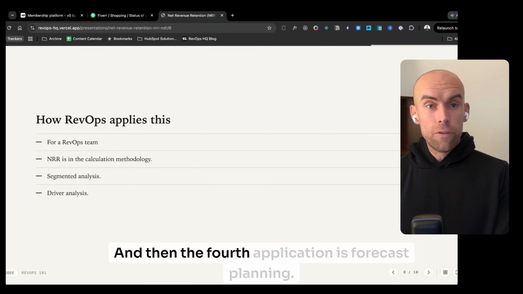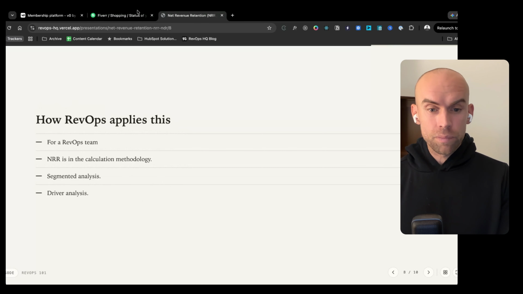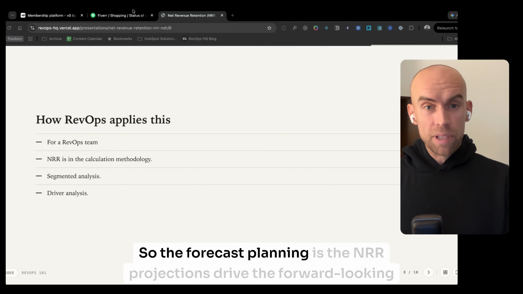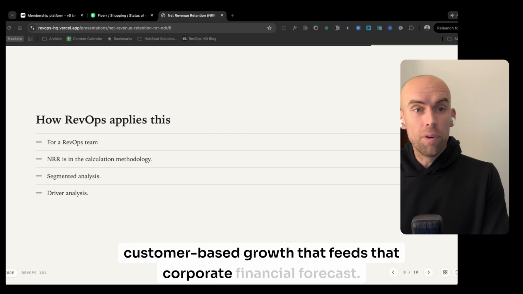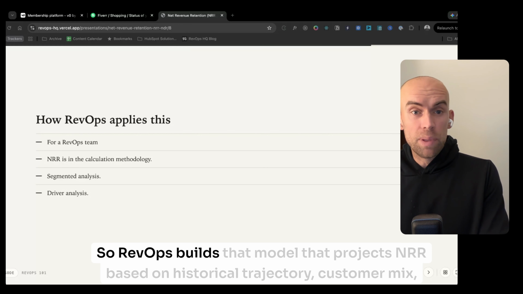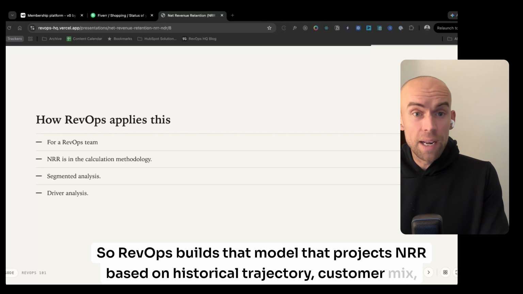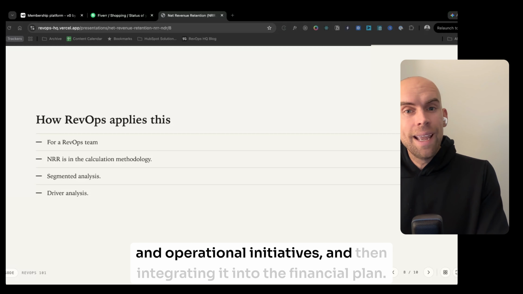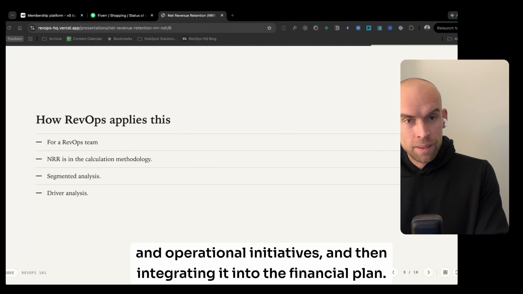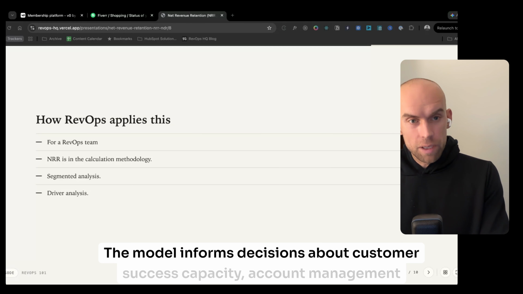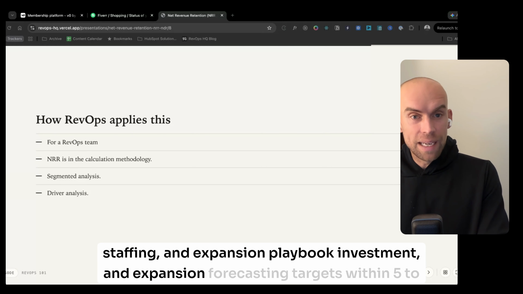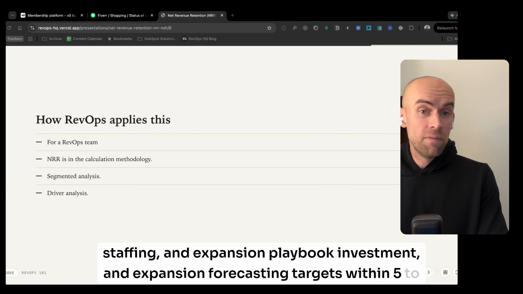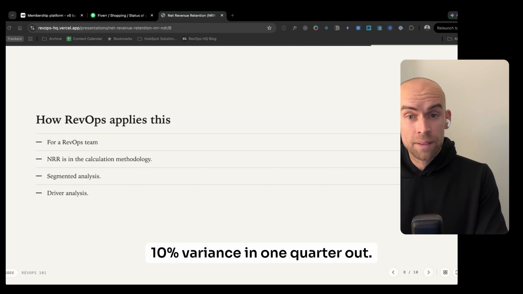And then the fourth application is forecast planning. NRR projections drive the forward-looking customer base growth that feeds the corporate financial forecast. So RevOps builds that model that projects NRR based on historical trajectory, customer mix, and operational initiatives, and then integrates it into the financial plan. The model informs decisions about customer success capacity, account management staffing, expansion playbook investment, and expansion forecasting targets within 5 to 10% variance one quarter out.